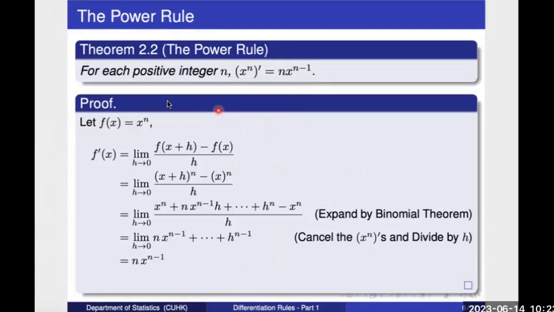This can be proven by letting f of x equal x to the power n and applying the definition of a derivative. By expanding using the binomial theorem and simplifying, we can see that f prime of x equals n times x to the power n minus 1.